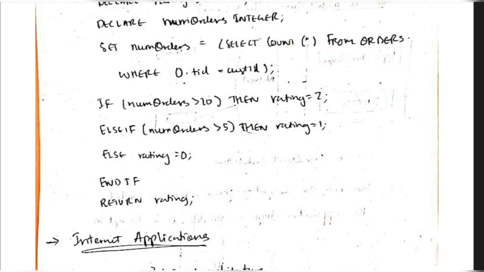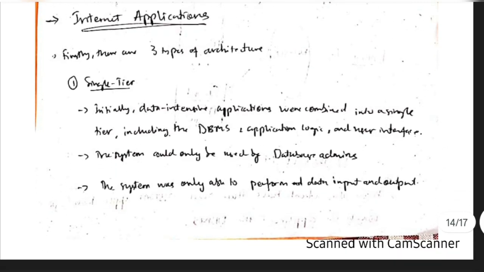Let's move on to the next one, which is internet applications. Here we have three types of architecture, which are single tier, two tier, and three tier. What are the main features of it?